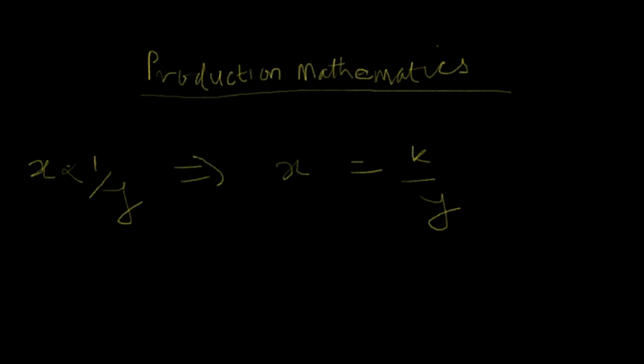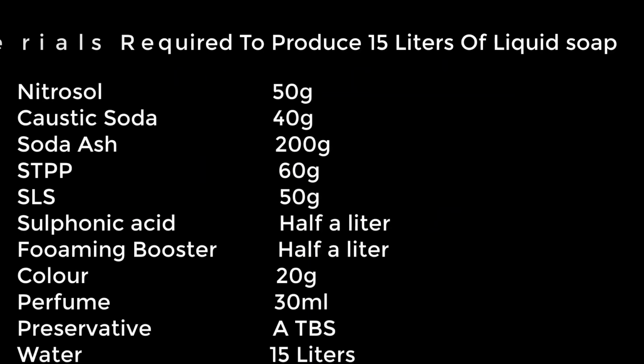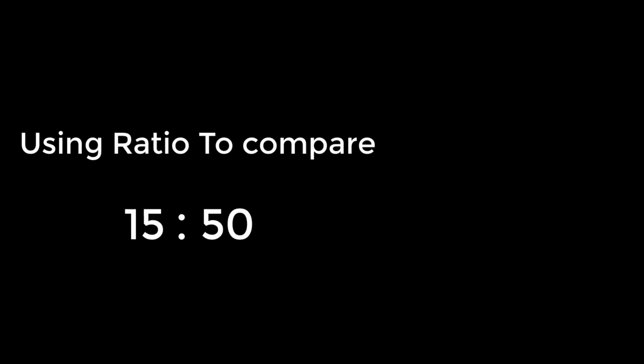Now let's take an example from our typical video production of liquid soap, where we produce 15 liters of liquid soap with the following materials as shown on the screen. Okay, now let's start with the nitrosol. To produce 15 liters of liquid soap, we will require 50 grams of nitrosol. Now let's represent it as a ratio, 15 to 50, just like I've demonstrated earlier. 15 is the quantity of liquid soap that we want to produce, while 50 grams is the quantity of nitrosol required. What if we want to produce 100 liters of liquid soap?